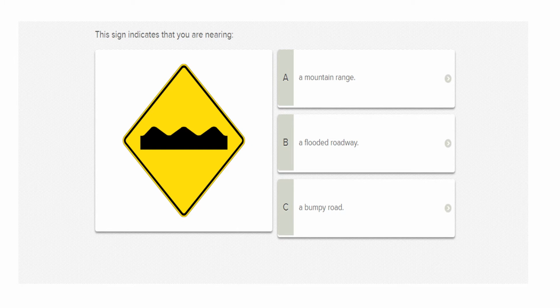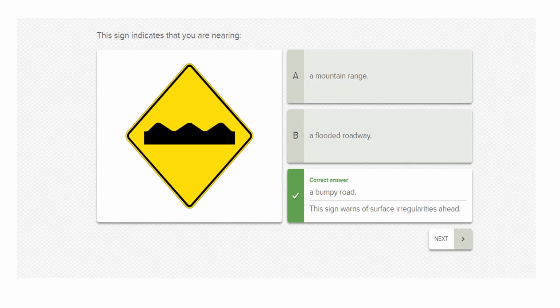This sign indicates that you are nearing: option A, a mountain range. Option B, a flooded roadway. Option C, a bumpy road. And our answer is a bumpy road. This sign warns of surface irregularities ahead.